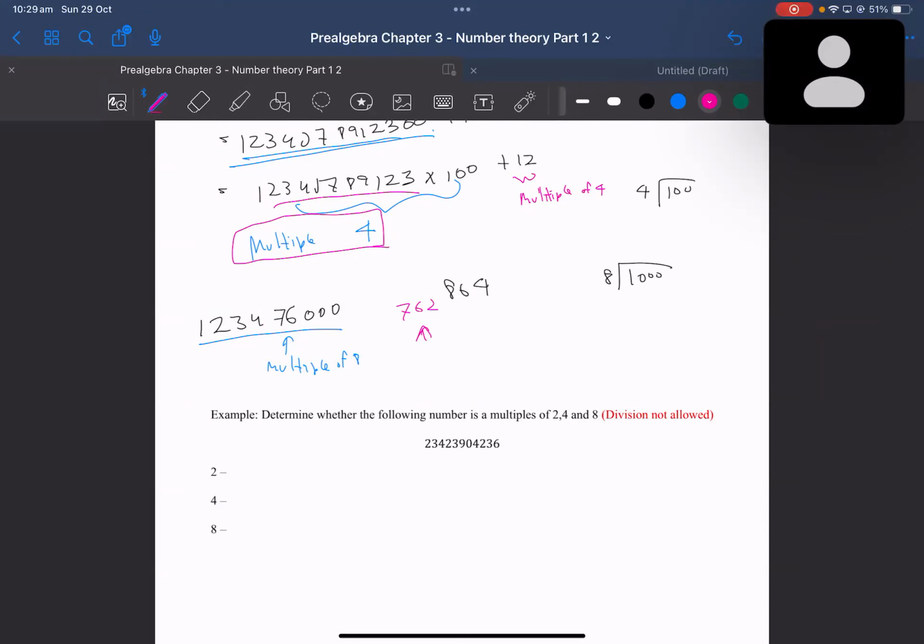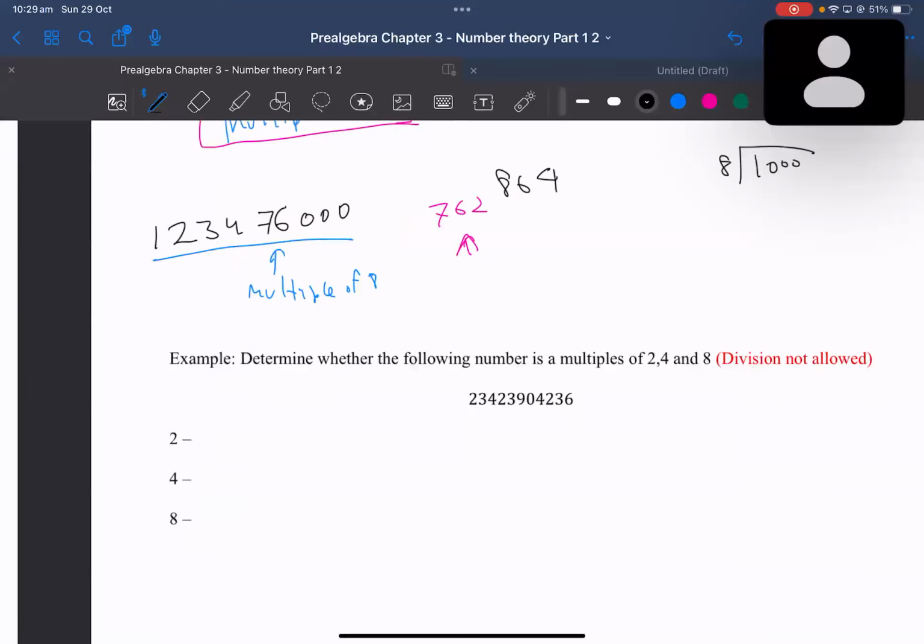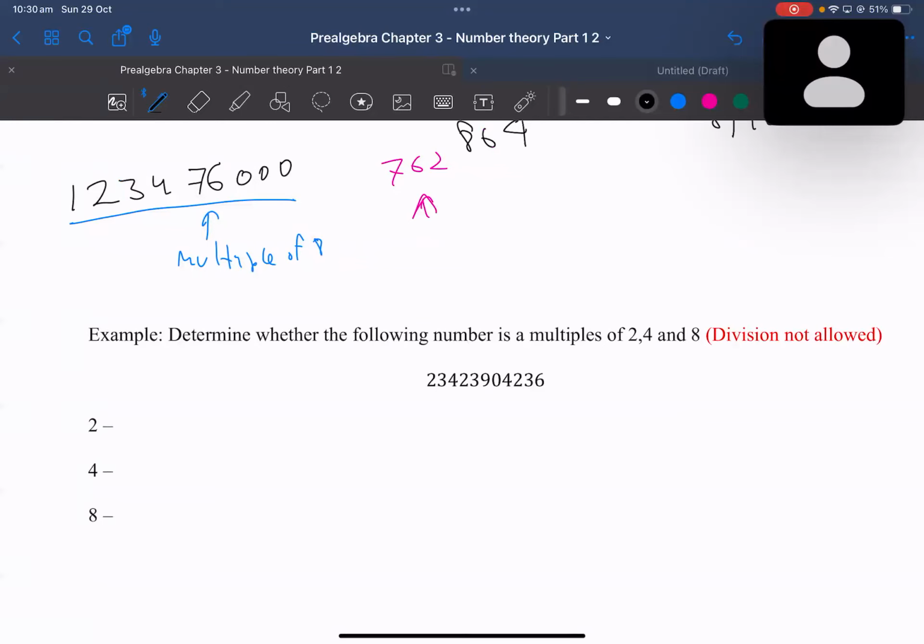All right, let's do an example together. We're going to determine whether the following number is a multiple of 2, 4, and 8, all of them, and division is not allowed. You can do it with long division, but it's very long. So let's do it together.